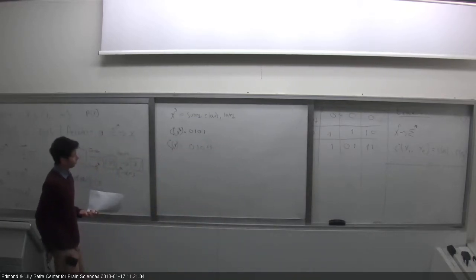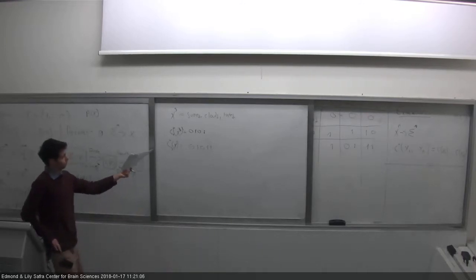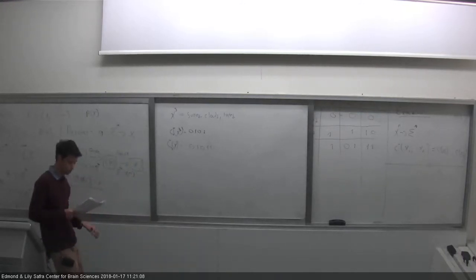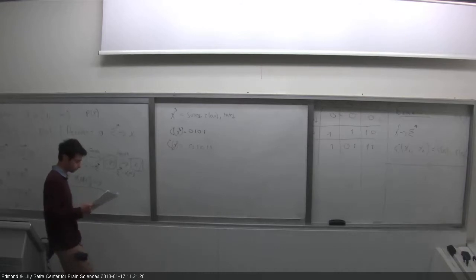So who gives me the shorter code in this case? C2, right. But what is the problem with C2? No prefix code. Right. What does it mean? It's not unique, you mean, right? Because, for example, okay.